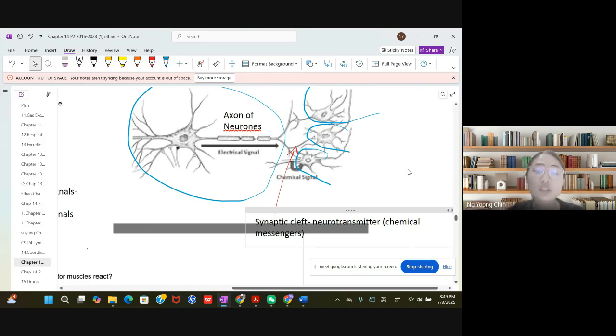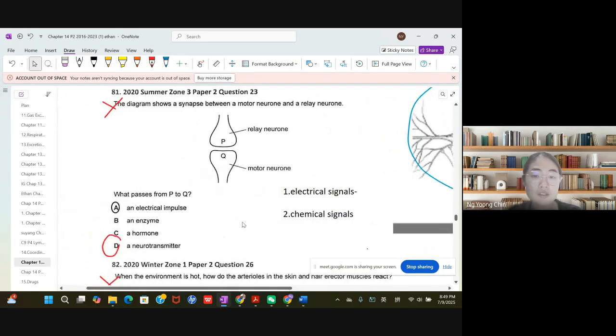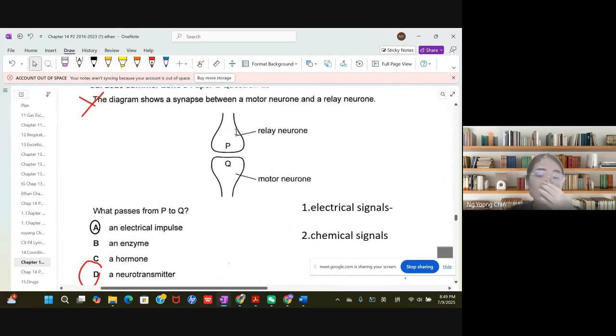So just remember that whenever neurons want to transmit a signal through their axons, they transmit it in the form of an electrical signal, or we call it an electrical impulse. But whenever a neuron wants to transmit the signal to another neuron, where there's a gap located between them, it is transmitted in the form of neurotransmitter, which is a chemical signal. So that's the difference. You want to transmit the impulse from P to Q, so you need to become a chemical signal first, which is neurotransmitter.